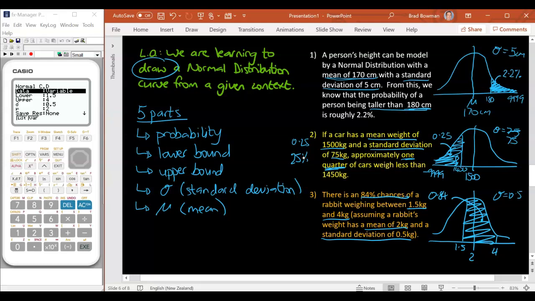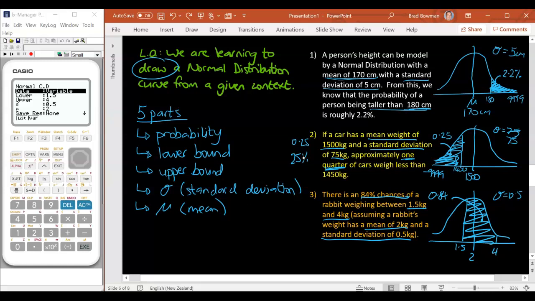But you'll see those 5 bits of information coming out. You've got the probability, you've got the lower limit, the upper limit, the standard deviation, and the mean. All 5 parts coming into that diagram as well. But when we're dealing with a question, whilst all of our questions have all 5 bits of information, you will need to calculate or work backwards to get any one of those 5 numbers.